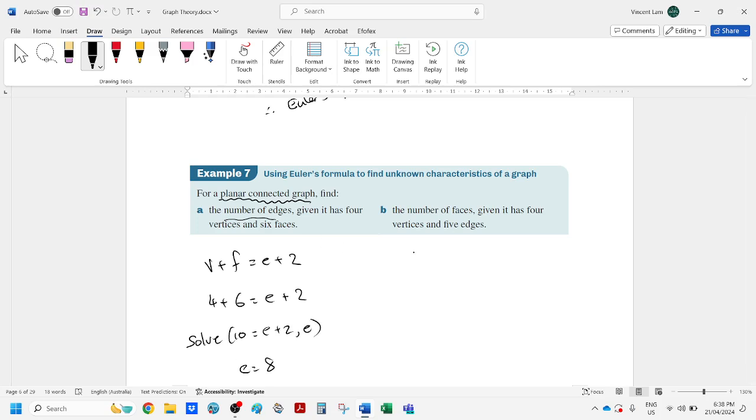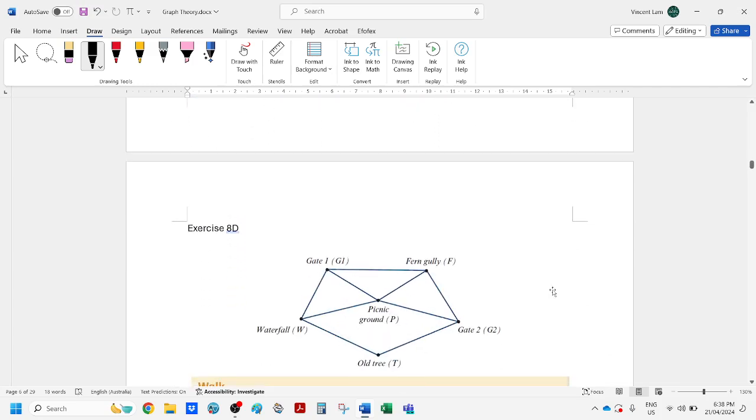Now the same thing for the second side. We've got 4 vertices. We're looking for the faces, with 5 edges plus 2. Use the solve function, or you can do it manually, but there's 3 faces in that question. And that's it for that exercise.